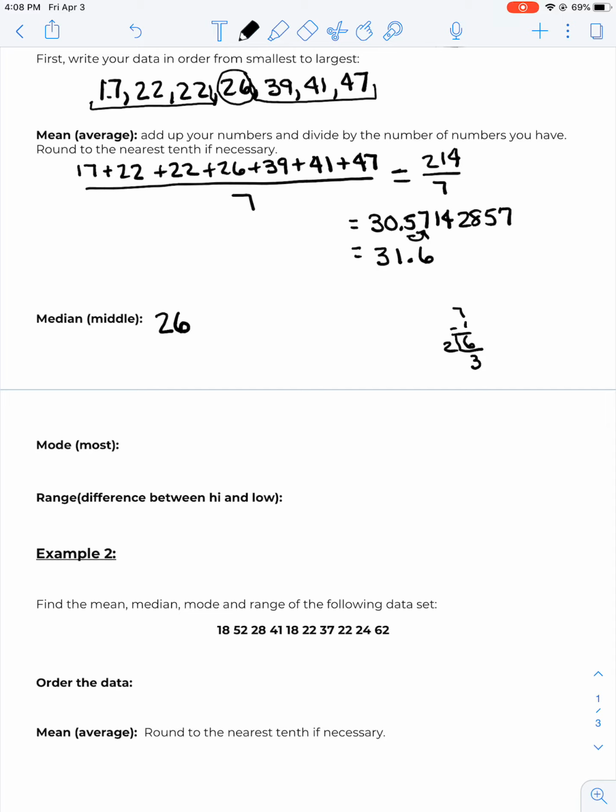Now to find my mode, it's the number that appears the most. The number in this case that appears the most is 22. Now for my range, when I look at this, my highest number is 47. My lowest number is 17, so when I subtract those, my range is 30.